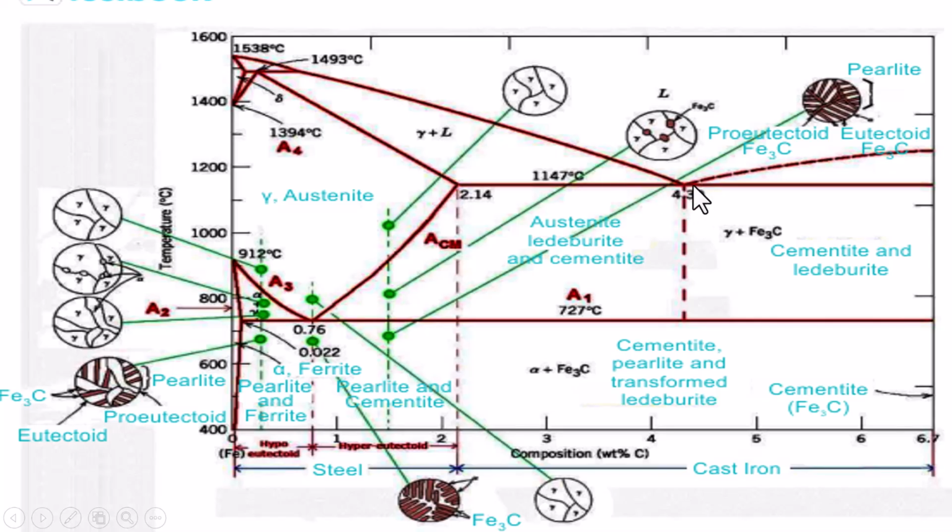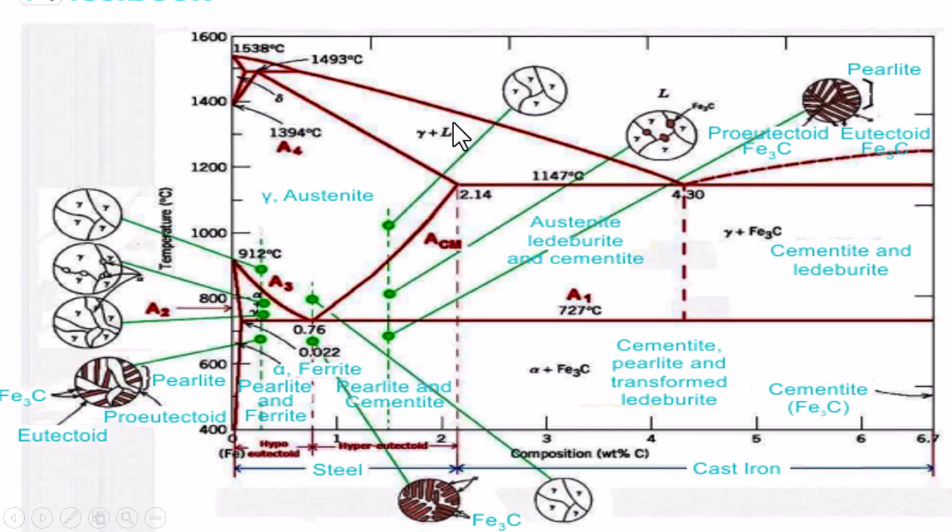So here we have to identify and remember the temperature range, percentage of carbon, different phases, and what the reactions are. The microstructure is not required, but if possible, you have to remember what changes occur in the microstructure.